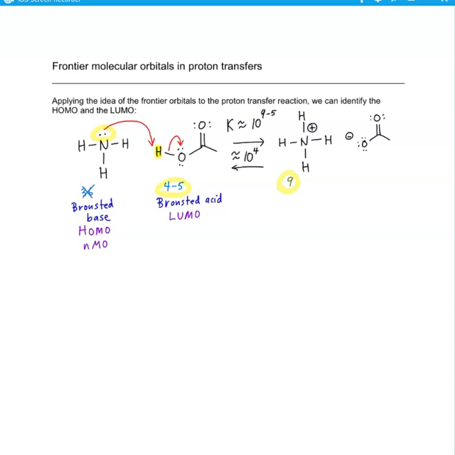Or you could apply the hybrid orbital label for this. In ammonia, the nitrogen is sp3 hybridized, which means that that lone pair is in an sp3 orbital. So you could say NMO or sp3. Let's put or. The LUMO.